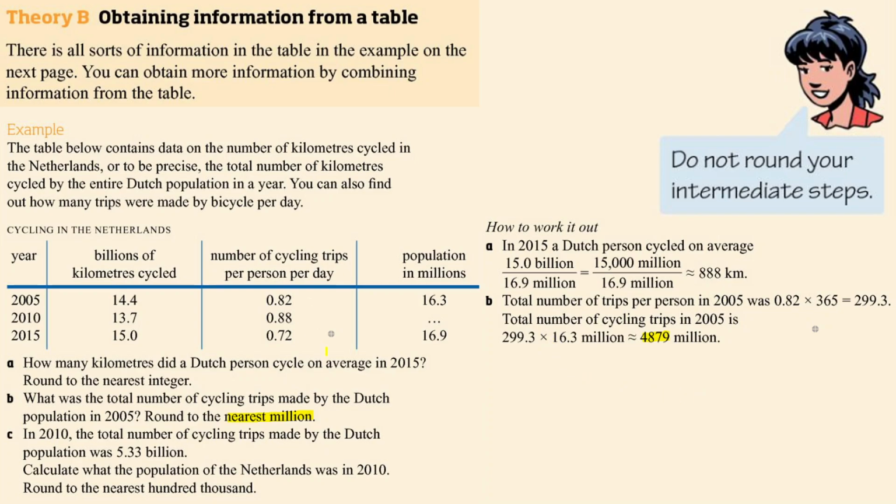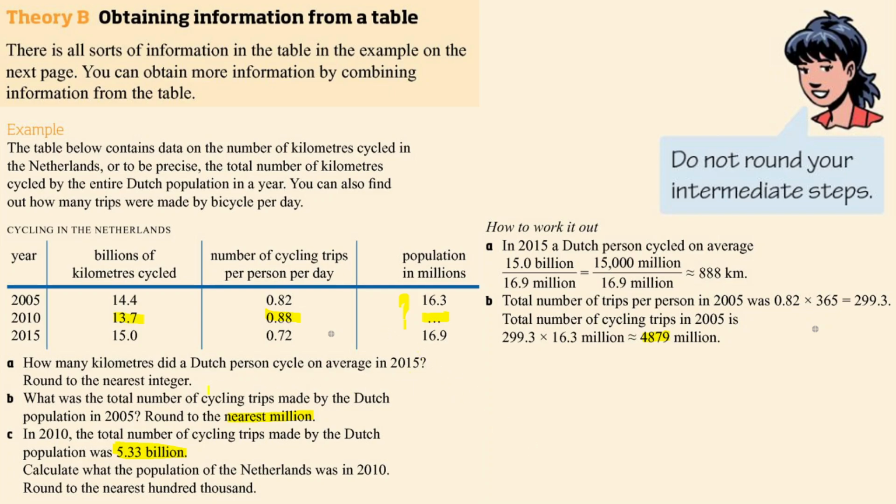So you see now why I give this as an example, because theory A said it's important to know where to obtain information in a table. That's just as important. So know what you should use and what you shouldn't use. In 2010, so we're taking a look at this year now, the total number of cycling trips made by the Dutch population was 5.33 billion. So they give us a piece of information that's not in the table. That's important, I think. Calculate the population of the Netherlands in 2010. So we want to know what's right here. Round to the nearest 100,000.